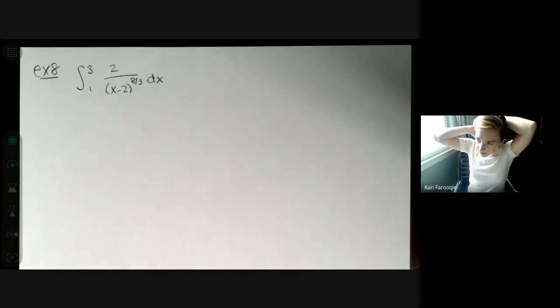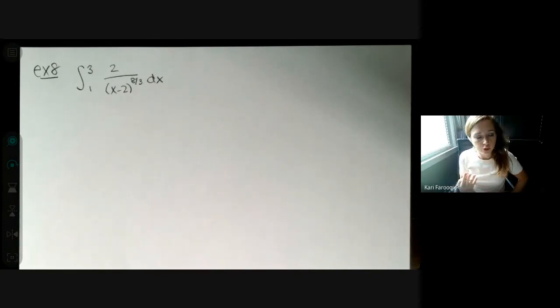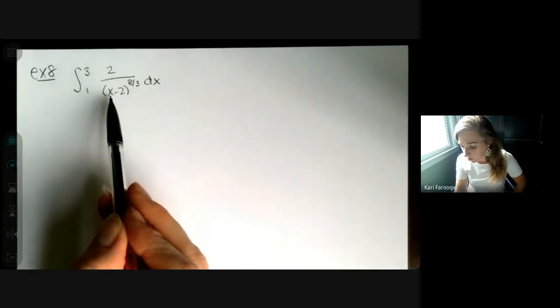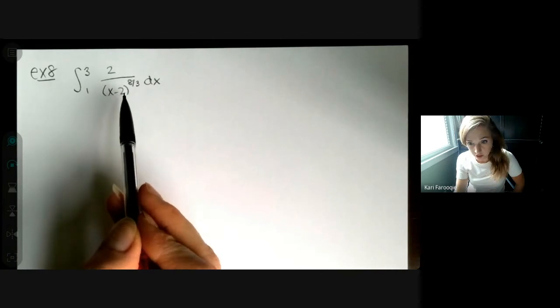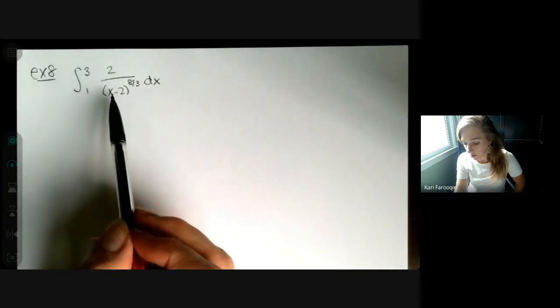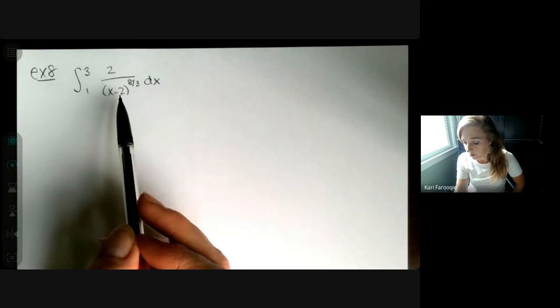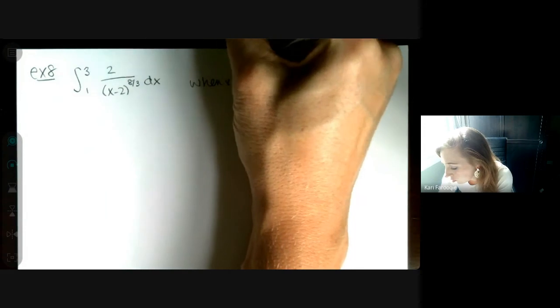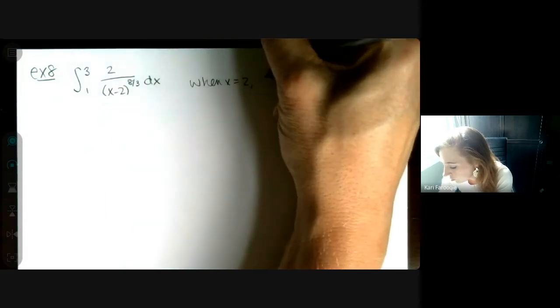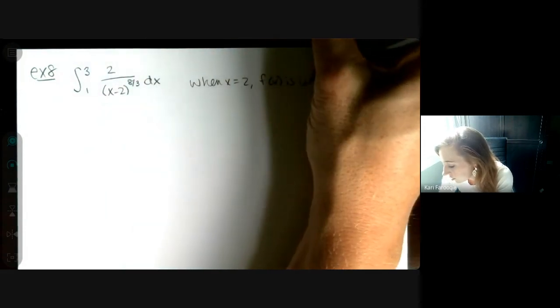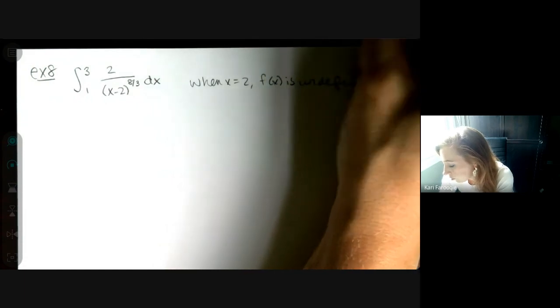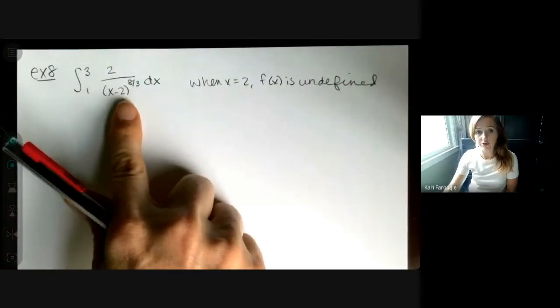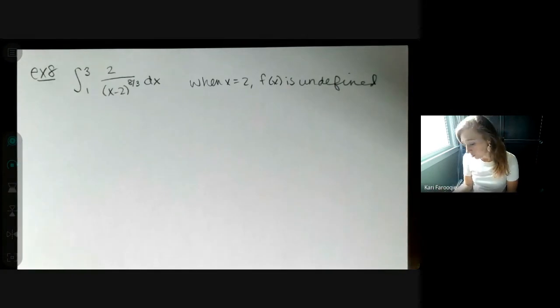Notice here that if you're actually looking at your upper and lower limits of integration, you're not going to see any infinite discontinuities. If we let x be 1, that's fine. We're not getting 0 in the denominator. If I let x be 3, again, not getting 0 in the denominator. That's not the problem. The issue occurs when x equals 2. When x equals 2, f of x is undefined. What that means is that this function is going to have a vertical asymptote at x equals 2, and that would be an infinite discontinuity.